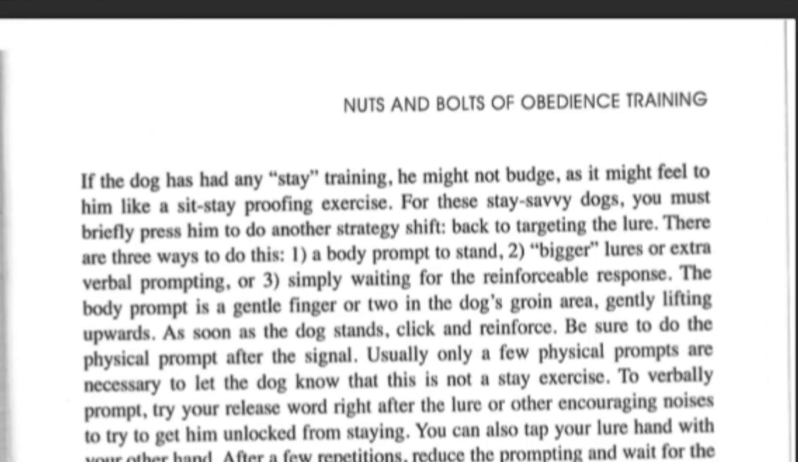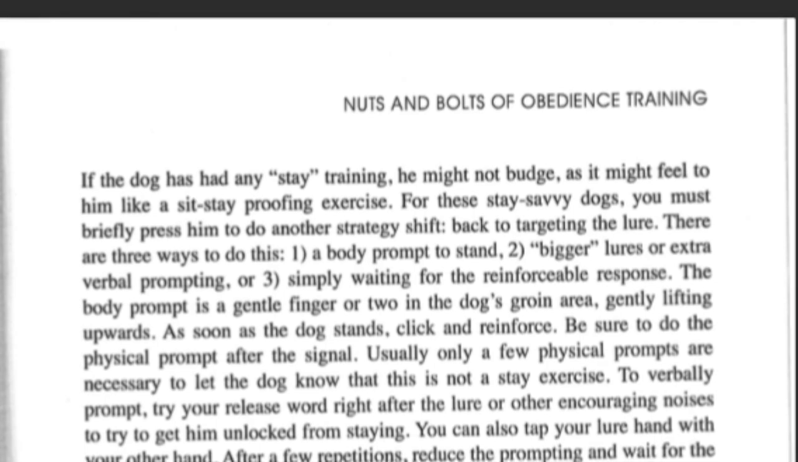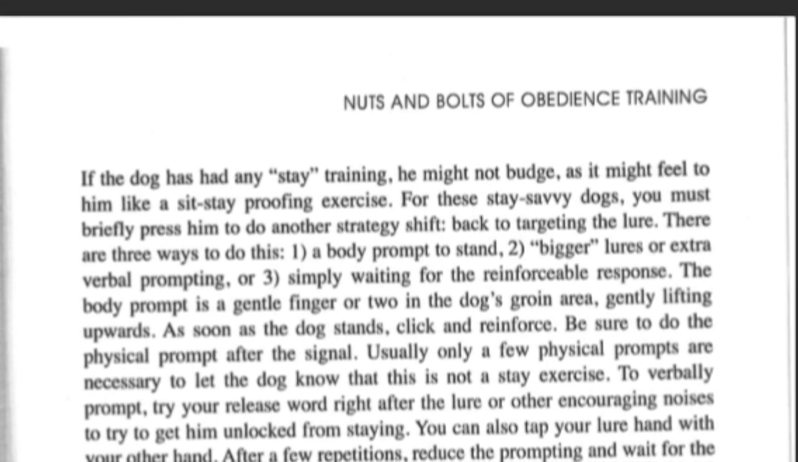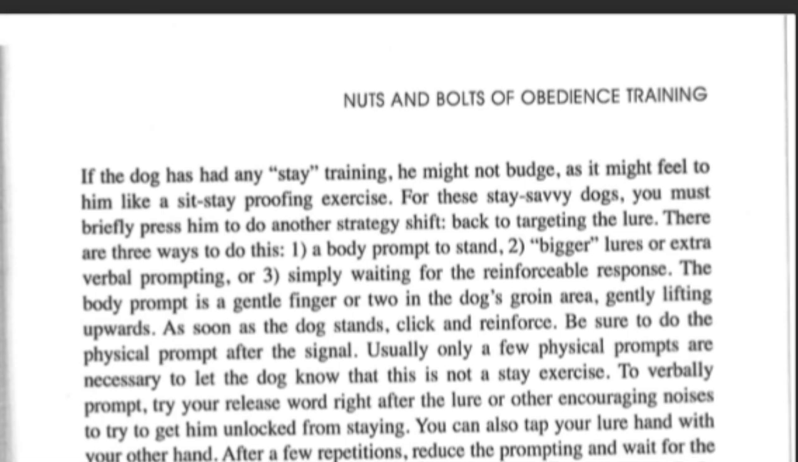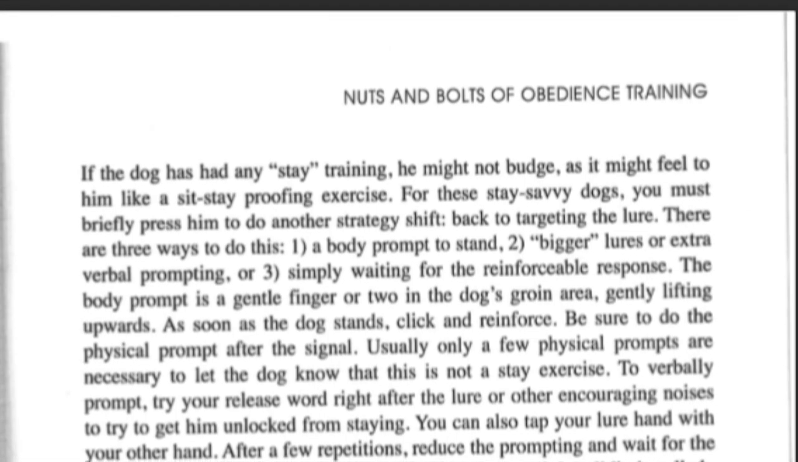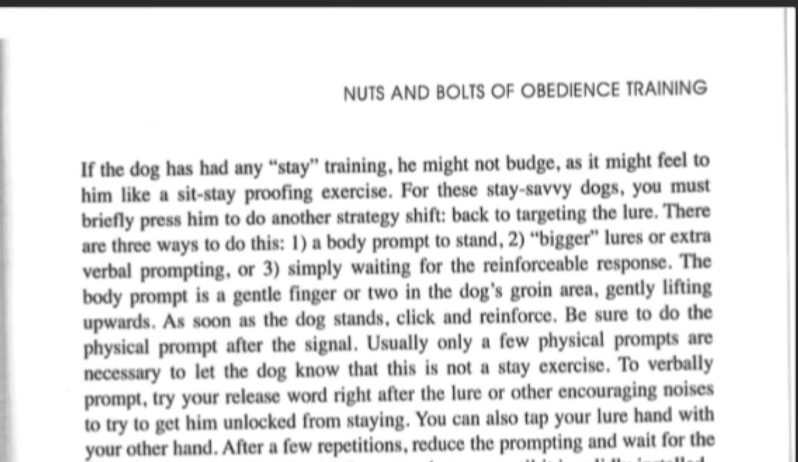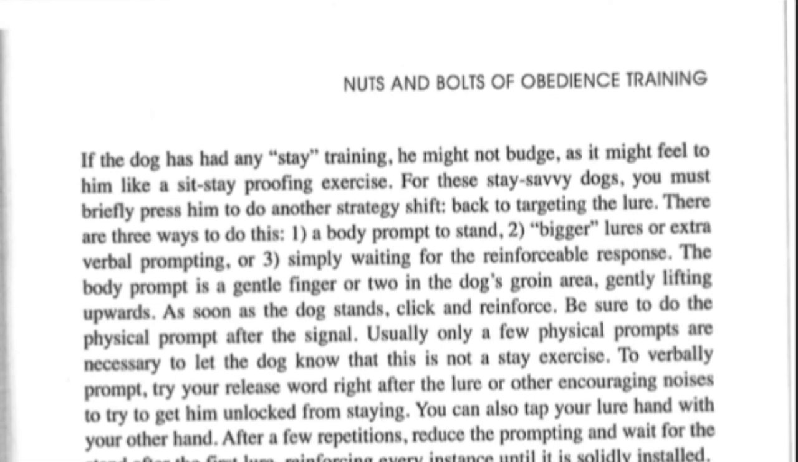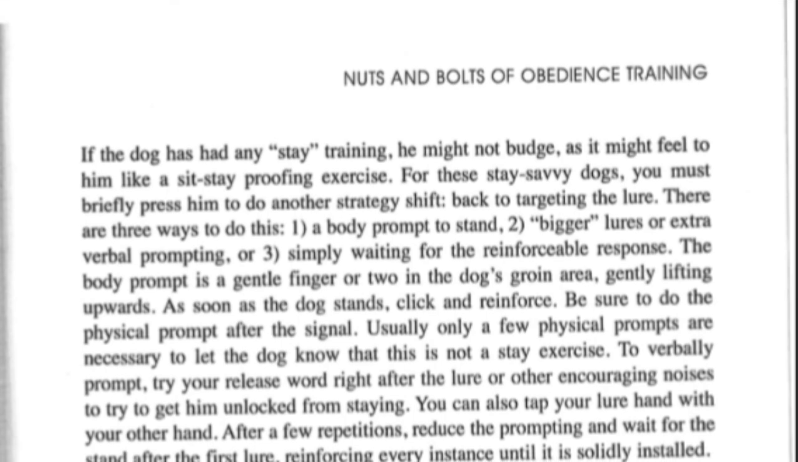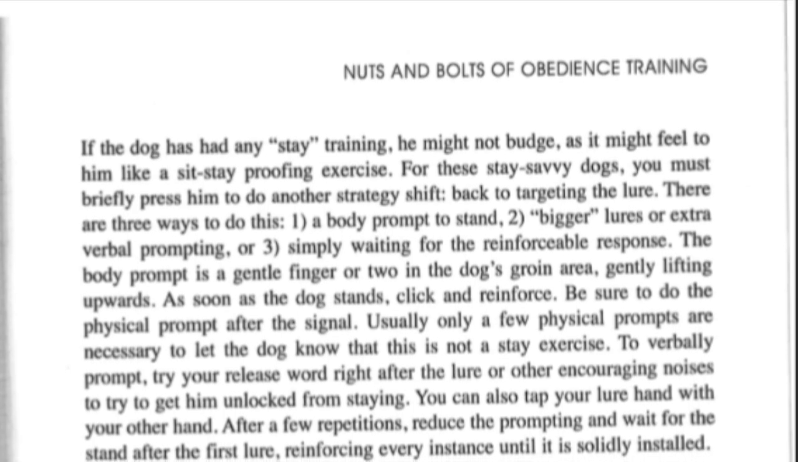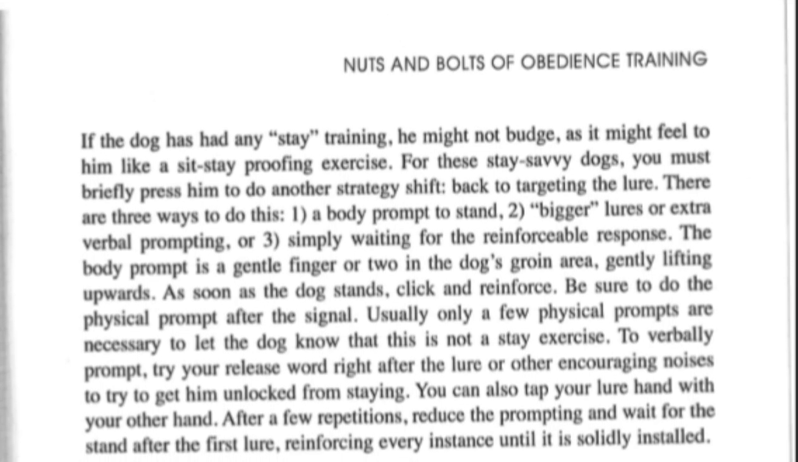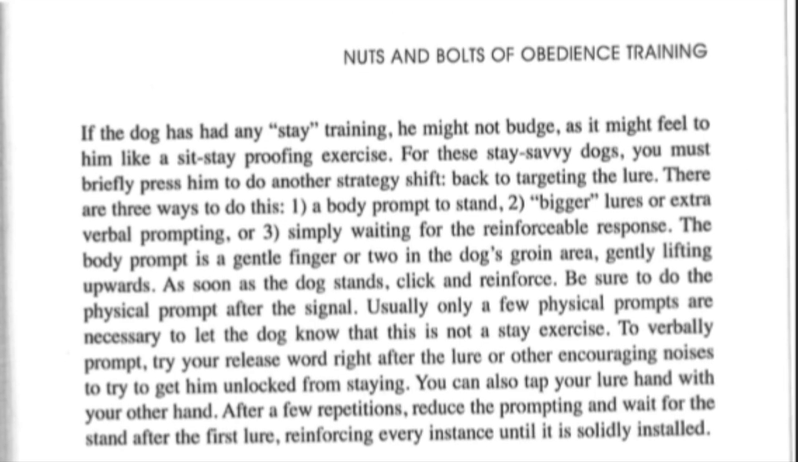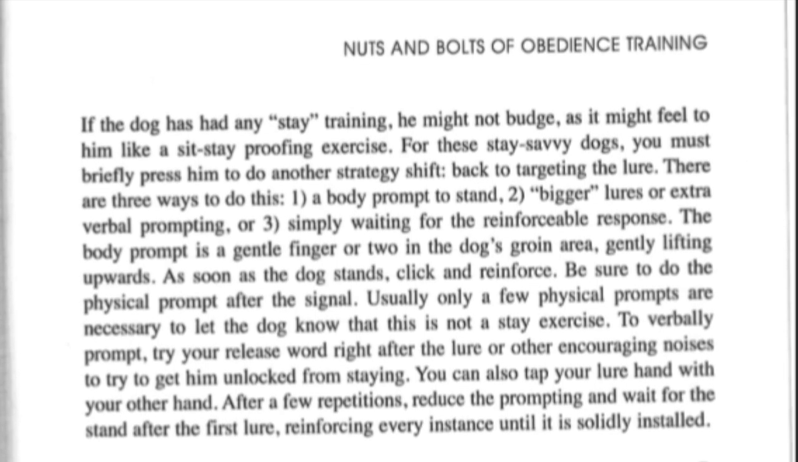If the dog has had any stay training, he might not budge, as it might feel to him like a sit-stay proofing exercise. For these stay-savvy dogs, you must briefly press him to do another strategy shift, back to targeting the lure. There are 3 ways to do this. 1. A body prompt to stand. 2. Bigger lures or extra verbal prompting. Or 3. Simple waiting for the reinforceable response.